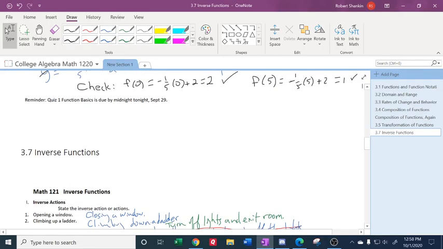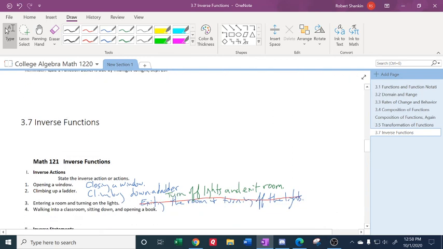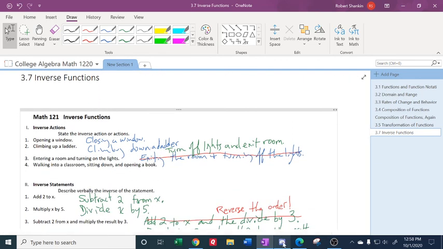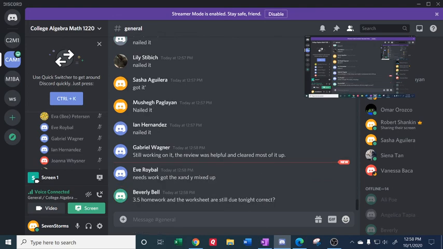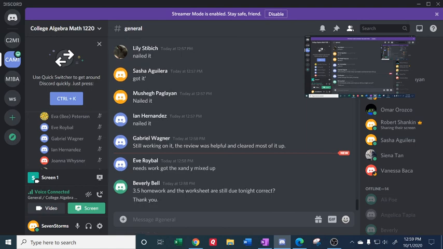we're going to continue on with inverse functions. Let me check over here. 3.5 homework and worksheet are still due tonight. Let me look at my schedule. Today is Thursday the 1st. Yes, that is correct. Transformation of functions and the compositions, that stuff is due tonight.